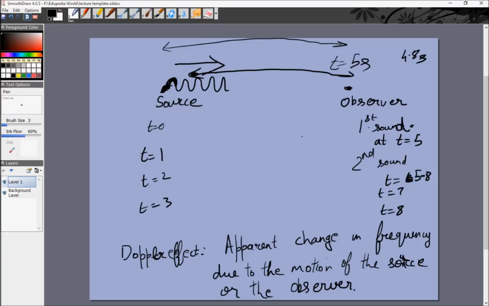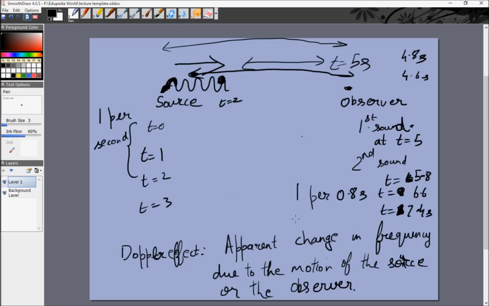Right? When the third wave is emitted at t is equal to 2, the source will have moved a certain amount more, such that now the time taken to travel will be 4.6 seconds. So the third sound wave will be heard at 2 plus 4.6, that is 6.6 seconds. And similarly the next would be at 7.4 seconds. Right? So we see that though one wave is emitted per second, we hear one wave every 0.8 seconds. Or another way to say it would be we hear 1.25 waves every second.